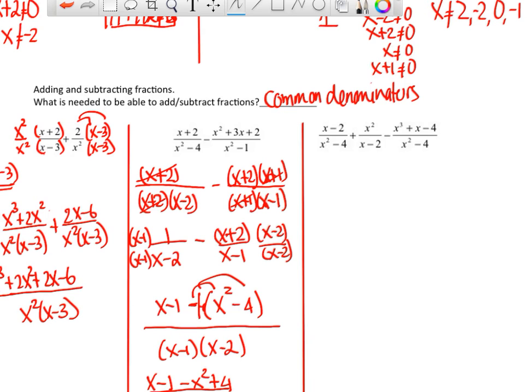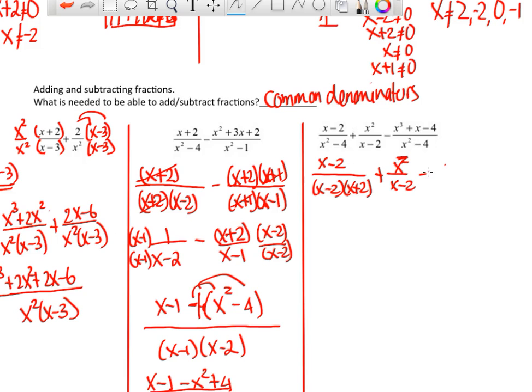Oh my, now we have 3 of them. So this is going to be forever. But maybe we're lucky and some of this stuff will cancel out. So x squared minus 4. And I think I started by saying when we start with factoring, you see patterns a lot. So that's x minus 2 and x plus 2. Plus x squared over x minus 2. Minus x cubed plus x minus 4. Well, that doesn't seem to factor, does it?